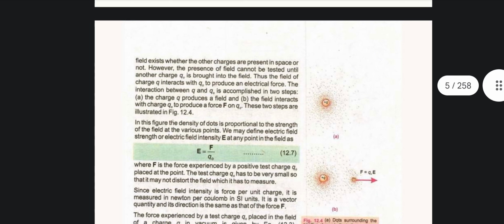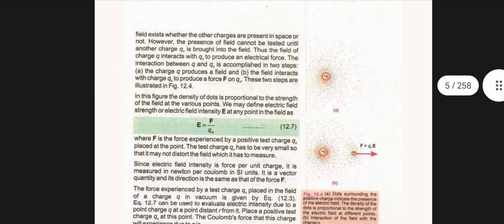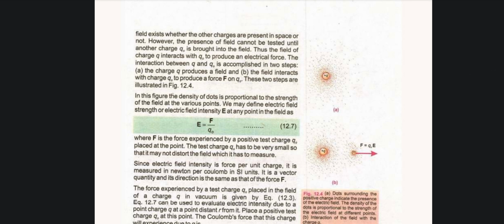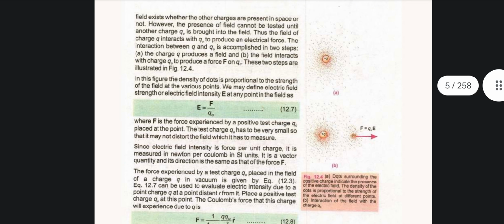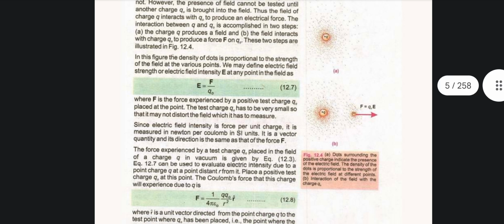For example, a charge q produces an electric field in the space surrounding it. This field exists whether the other charges are present in space or not. However, the presence of the field cannot be tested until another charge q0 is brought into the field. Thus, the field of charge q interacts with q0 to produce an electric force. The interaction between q and q0 is accomplished in two steps. A. The charge q produces a field, and B. The field interacts with charge q0 to produce a force F on q0. These two steps are illustrated in figure 12.4.